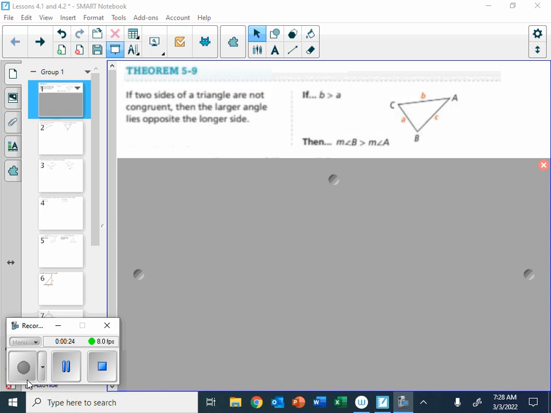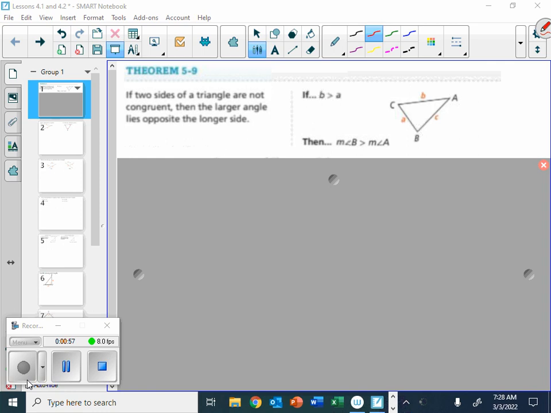One thing you need to make note of: lowercase letters are sides. Your lowercase letters are your sides, your uppercase letters are your angles. So these letters in orange right here, those are your sides. The uppercase letters, those are your angles. So what this is saying is if side B is larger than side A, then angle B is going to be larger than angle A. That's all that's saying. So if side B is larger than side A, then angle B is going to be larger than angle A.